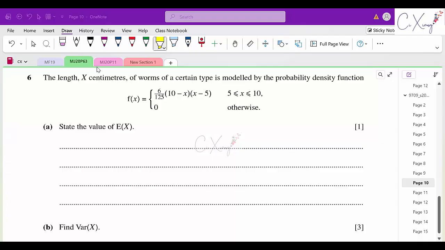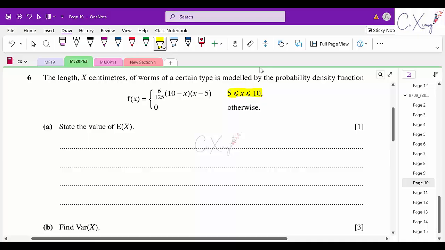Question number 6. We are given that the length in centimeters of worms of a certain type is modeled by the probability density function, like this. The length is between 5 to 10 cm. The x is defined between 5 to 10 cm only, right? They want us to state the value of the mean. E(X) means the mean, right? And only 1 mark is given.